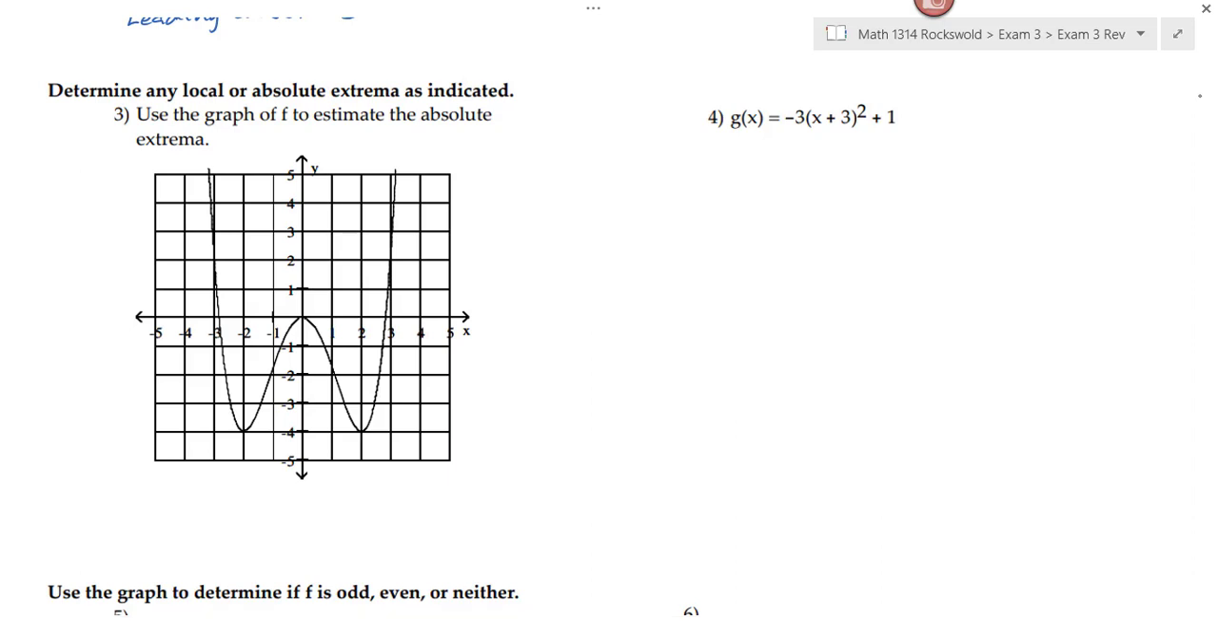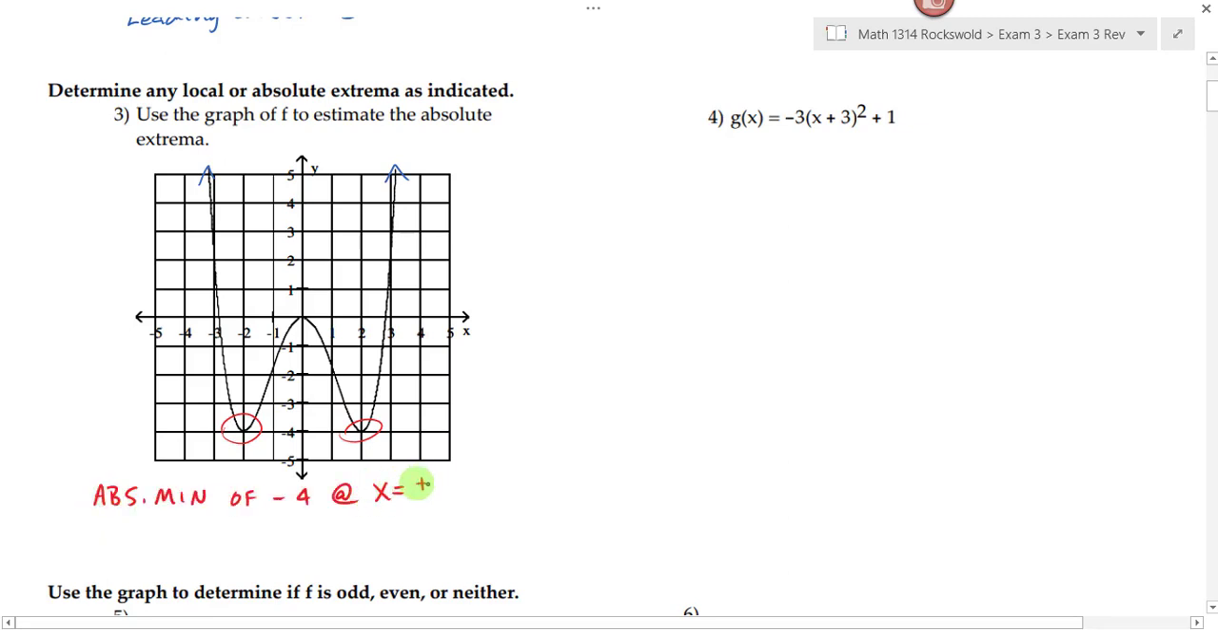Use the graph of f to estimate the absolute extrema. So do we have any absolute maximums? Remember, there's assumed to be an arrow going here, so I'm not going to have an absolute maximum. Do I have an absolute minimum? I have absolute minimum values right here, so I have an absolute min of what value? At x equals plus or minus 2.